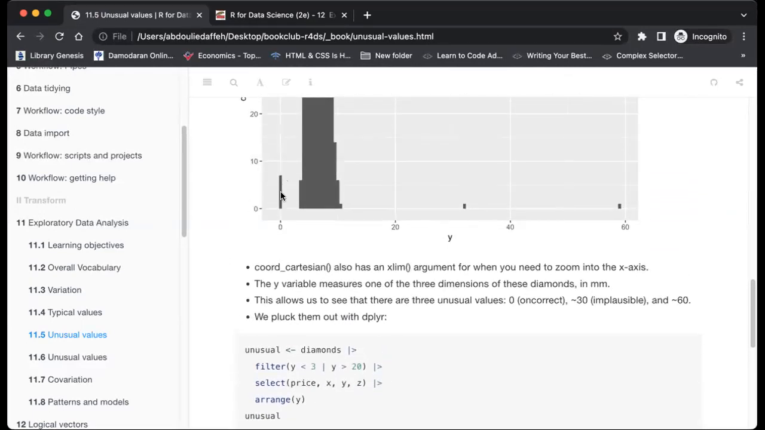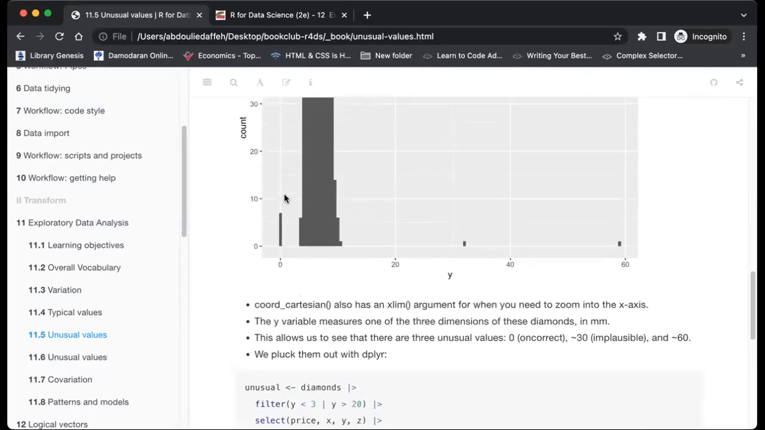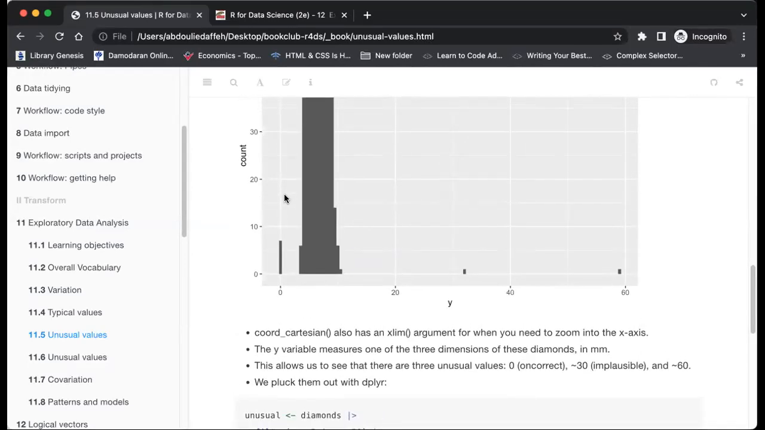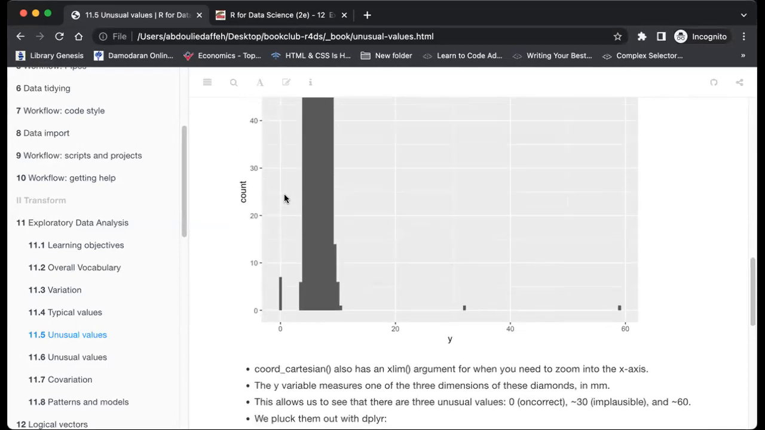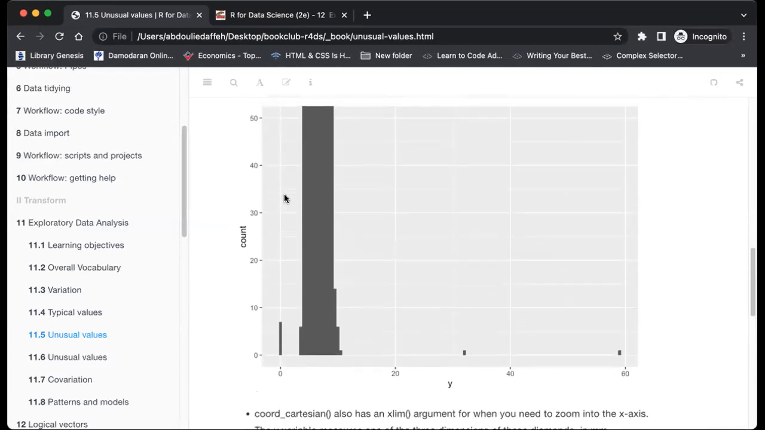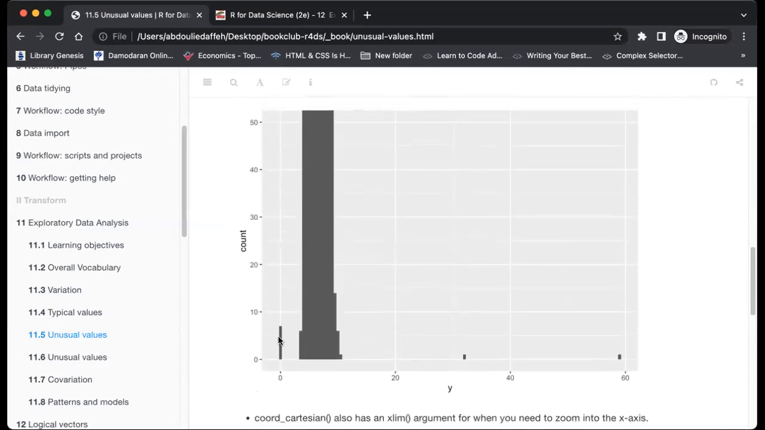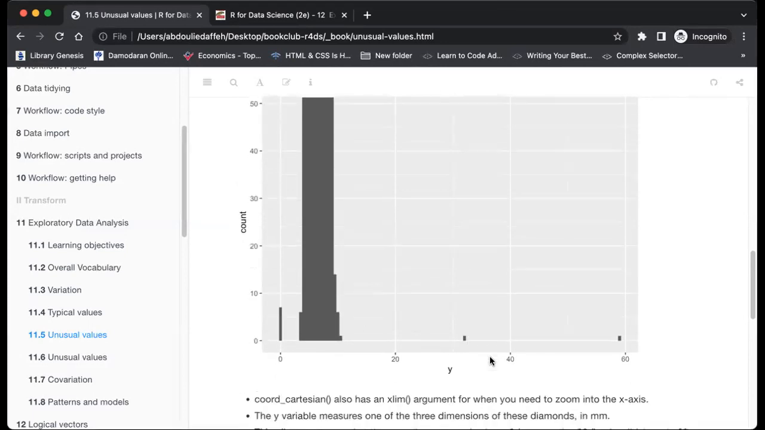We notice that we have a zero entry, which is not correct. Is that an outlier? Yeah, outlier. We are seeing a couple of zero entries, so that's not correct. The weight cannot be zero. And because it's in millimeters, we are having more than 30. That seems to also be on the high side, close to 60.